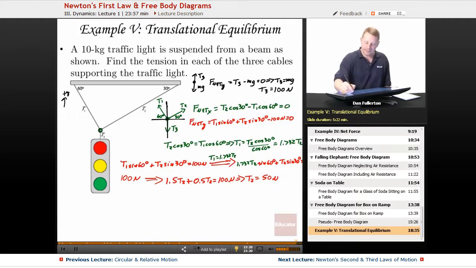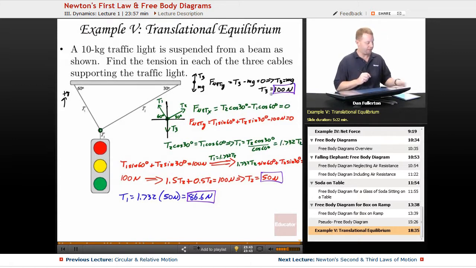Once I've done that, if I know T2 is 50 newtons, I can plug that back in to find that T1 is 1.732 T2, which was 50 newtons, or 86.6 newtons. So we found the tensions T1, T2, and T3 in our suspended traffic light.